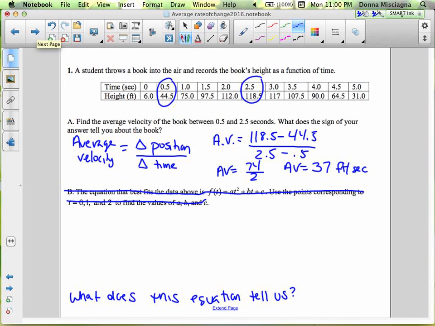All right, so what does this equation tell us? It tells us that the book is traveling up.